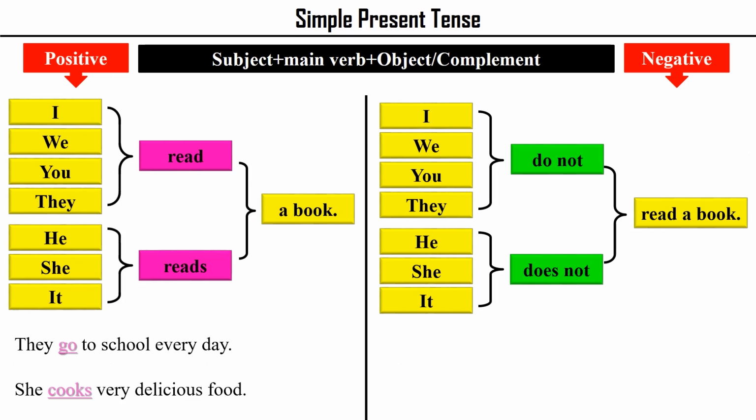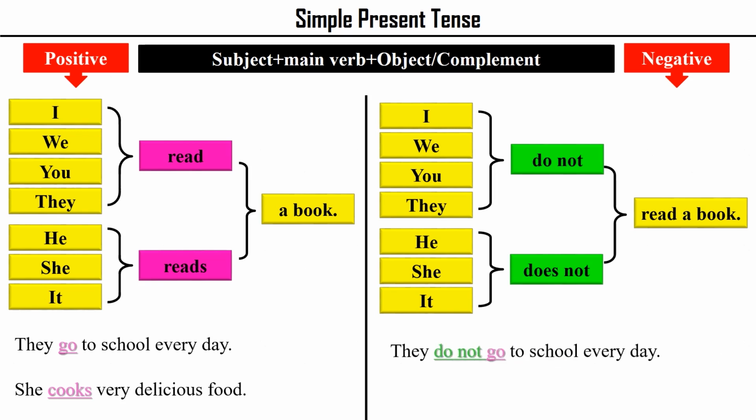verb does not take s, es, or ies. Why? Because we already have es with the helping verb does. Does, it has es at the end. He does not read a book. She does not read a book. It does not read a book.